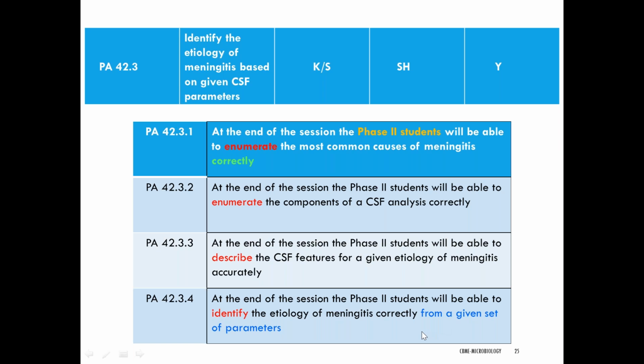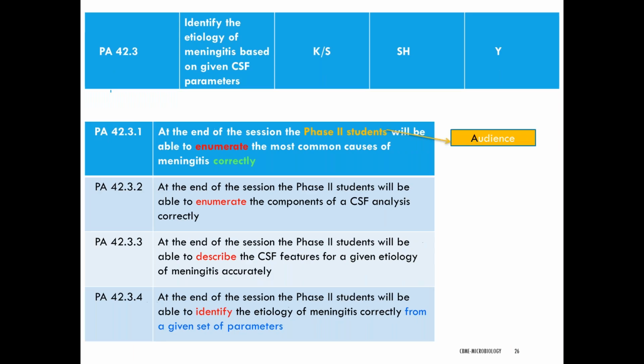So I've highlighted a few words. Let us see what that means. So you can see here, number one is the phase two students. So who is going to learn at the end of the session? It is the phase two students, who are the audience.